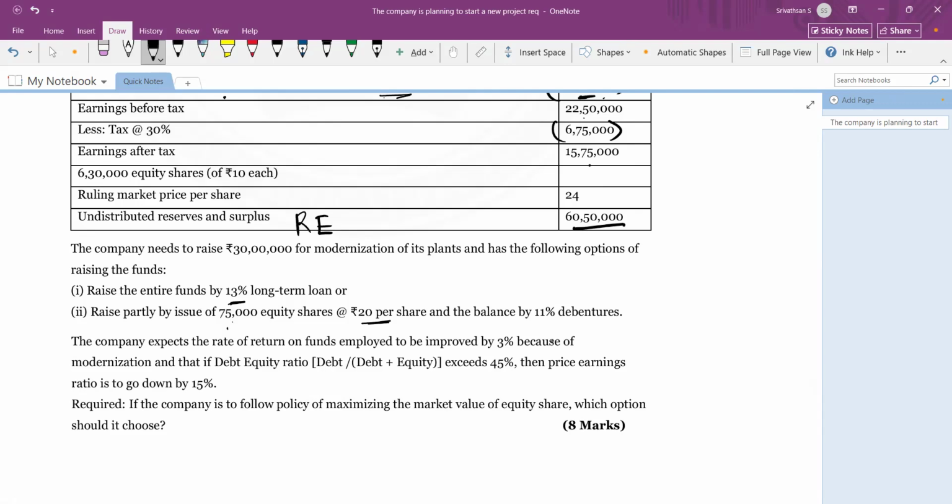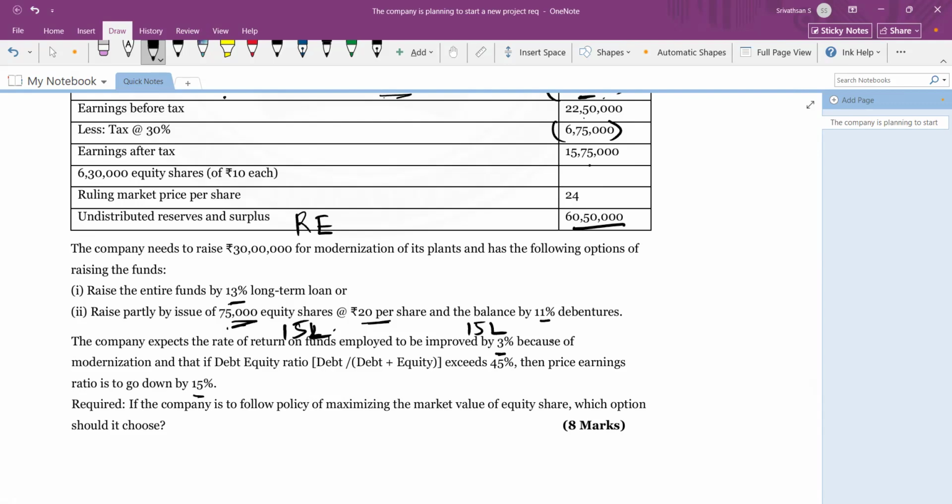How 15 lakhs? Because the company is going to issue 75 thousand equity shares at rupees 20 per share. So 75 into 20, we get 15 lakhs. So 15 lakhs can be raised in the form of equity shares and the balance by 11% debentures. So the balance 15 lakh can be raised by 11% debentures. So here 50% equity and 50% debt. The company expects the rate of return on funds employed to be improved by 3% because of modernization, and if the debt equity ratio exceeds 45%, then price earnings ratio will go down by 15%.